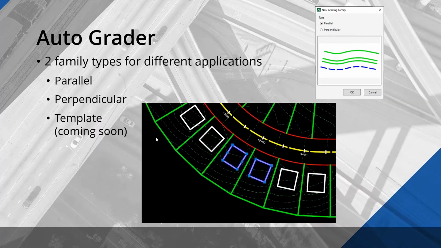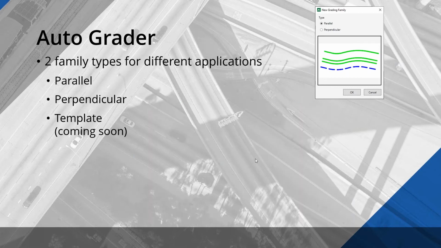A third one we have coming very soon is a template-based one where it'll automatically insert one or more sets of feature lines, kind of a unique set, perhaps a house pad like this, and it'll insert them along some kind of path you define. Think of it like an array, a path array, which is a basic AutoCAD command, but it actually does all the grading. It works with feature lines, and it adds everything to the surface and so forth. So that's an overview of AutoGrader.